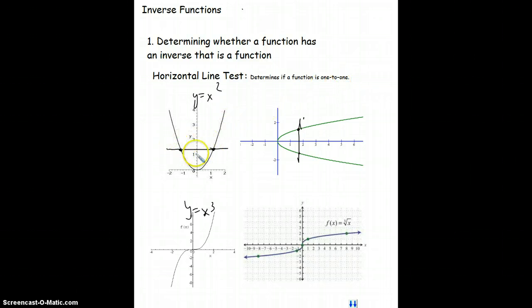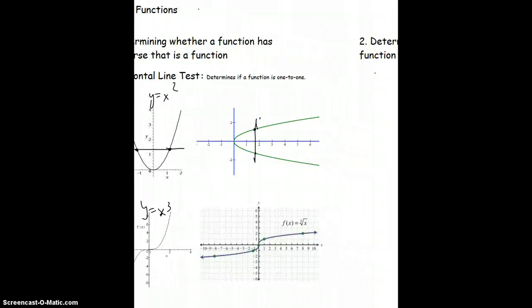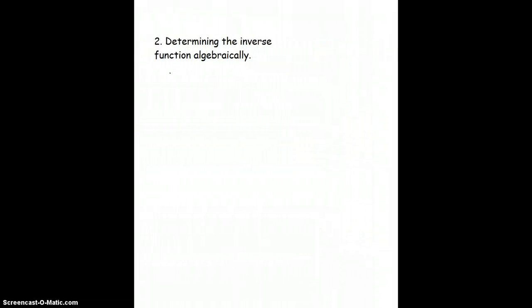Well, if a function is not one-to-one, then its inverse will not be a function. You see here, the vertical line test does not hold up. Whereas x cubed does in fact pass the horizontal line test, which means its inverse is going to pass the vertical line test. Okay, so now let's look at how we determine the inverse of a function algebraically.